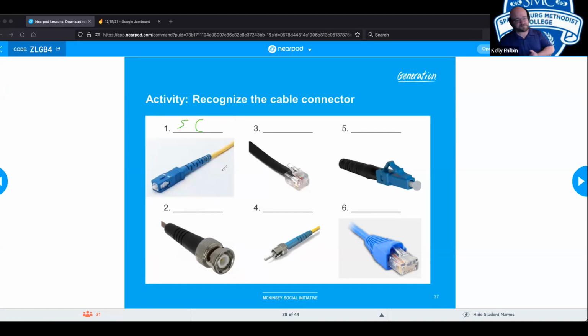All right. So SC, number 2, which is down here on the bottom. Yes. See what we got here. Sibley, can you please tell us what number 2 is on the bottom left down here?